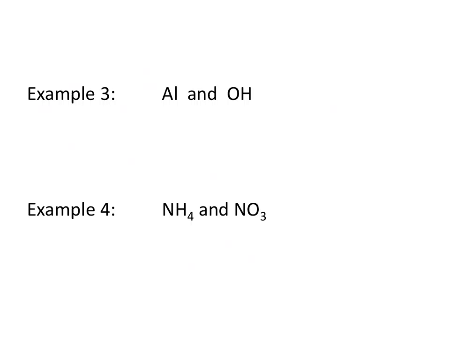I've got Al, and I've got OH. So Al carries a 3 plus charge. OH is hydroxide, and if you look it up, it's 1 minus in your notes. So the formula for this would be Al, there's 1, and then OH, there are 3 of them. So Al(OH)3. Naming this one, Al is aluminum.